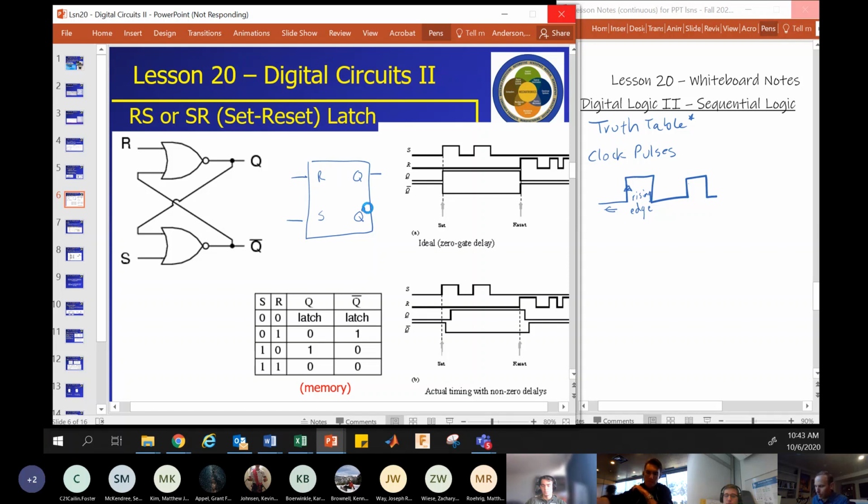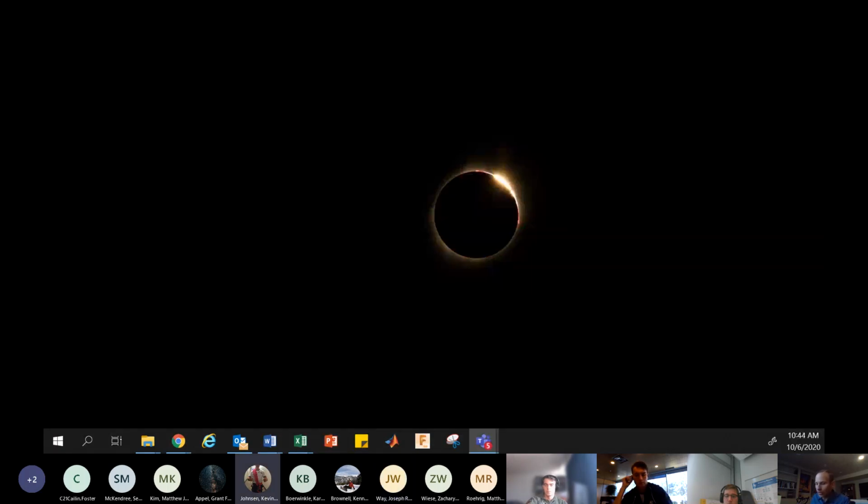I think PowerPoint's about to crash. Let's try to talk through this while it's crashing. So I meant to just put a bar over that or a tick mark to note that it's not Q. So what is this logic device here? That's an OR, and then an invert. So that's a NOR.